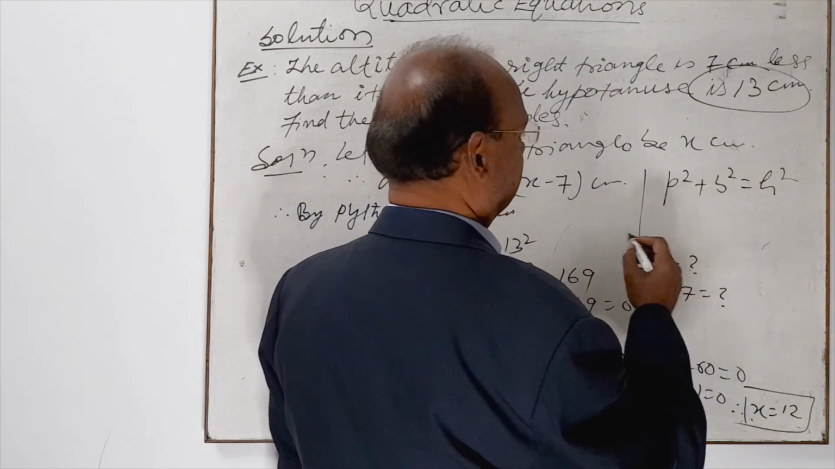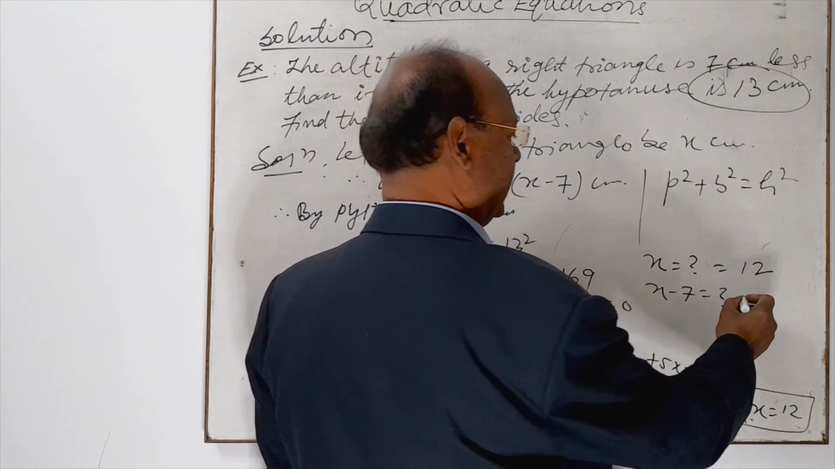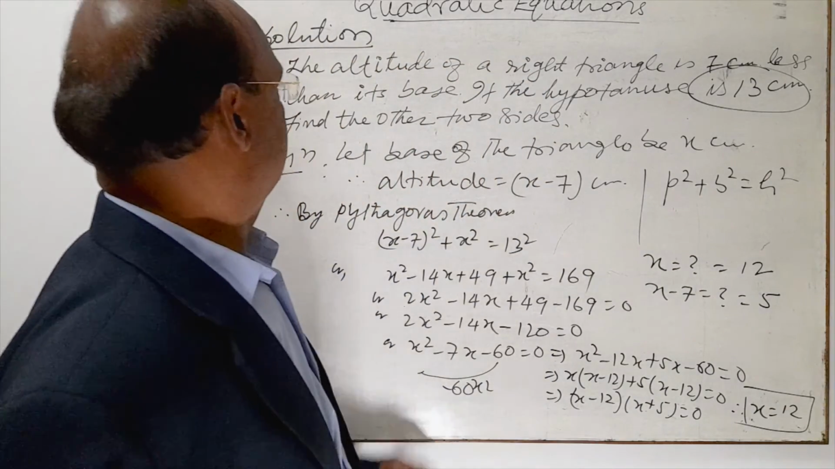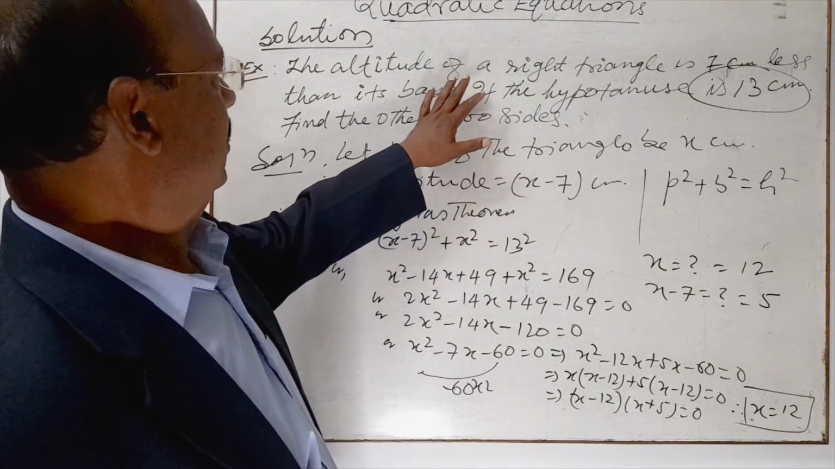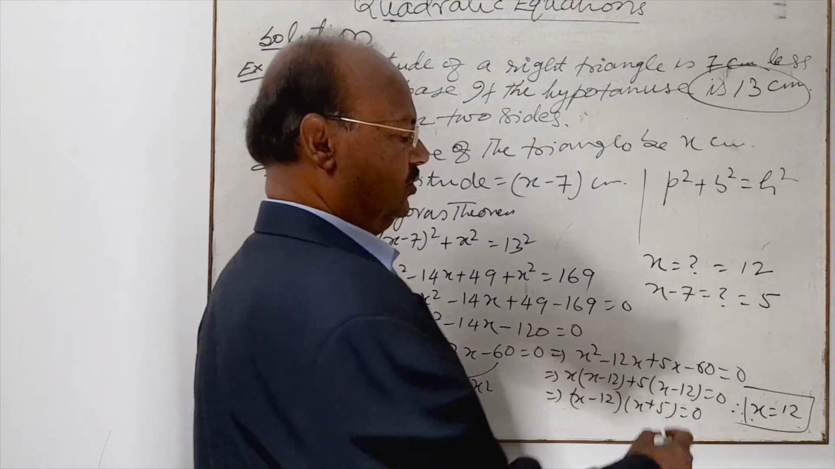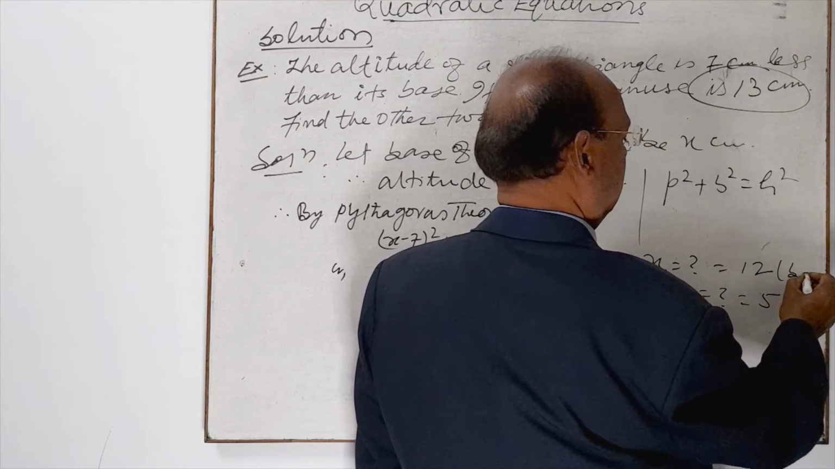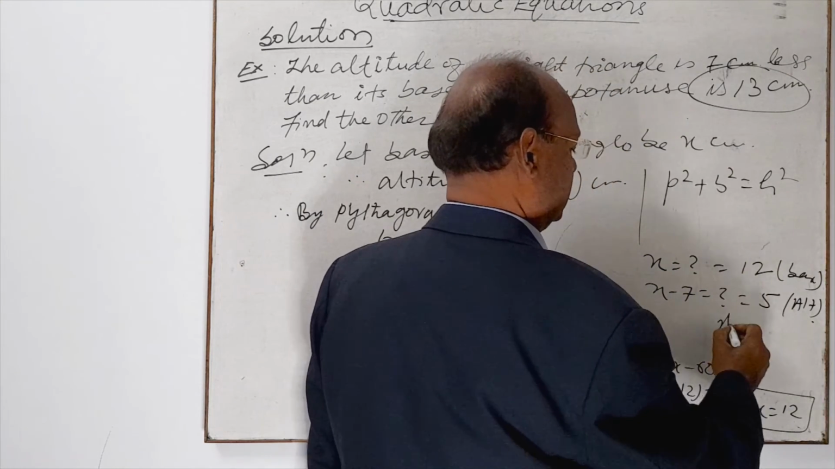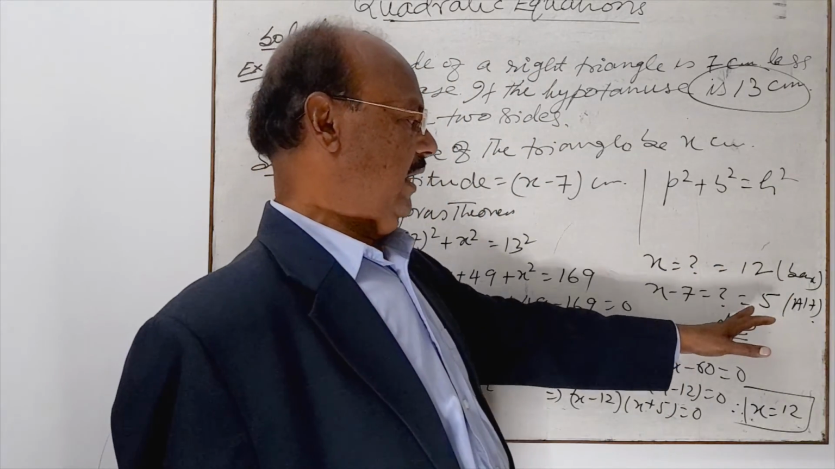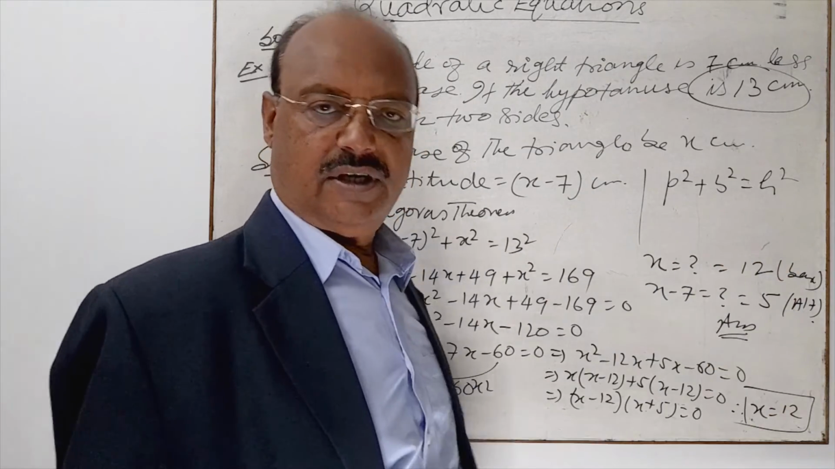So you are getting the answer here. One side is 12 and another side is 5. Correct? So now you can check the answer. The altitude of the right triangle is 7 centimeter less than the base. So this is the altitude and this is the base. So these are the answers: 12 is one side and the other side, the altitude, is 5 centimeter. This is the answer. Correct?